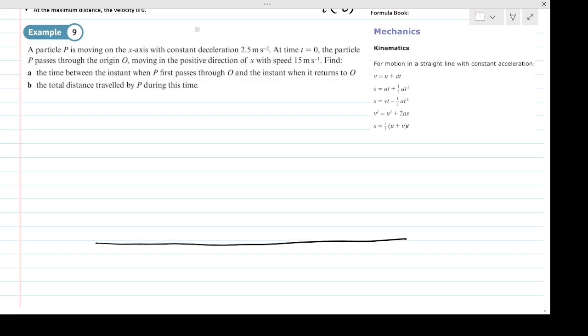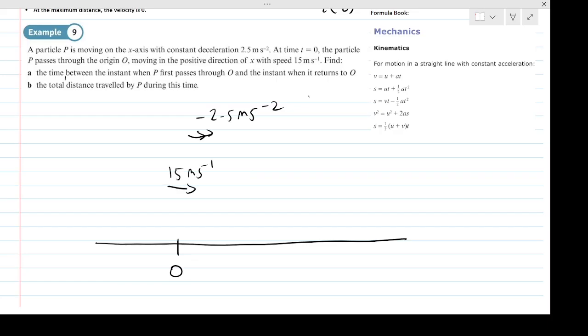And it has a constant deceleration of 2.5. So again, it's going to accelerate negatively at -2.5. Okay, and then at time t equals 0, the particle passes through the origin O, let's say O is here initially, moving in the positive direction of x, so it's moving forward essentially with speed 15. They're just overcomplicating it a bit, to be honest, but here we are. So the speed initially is 15.